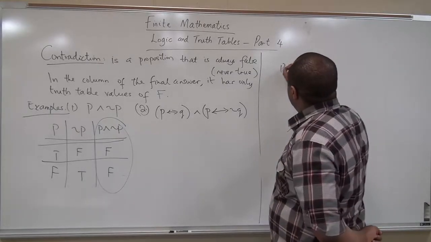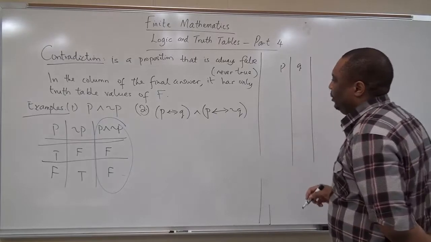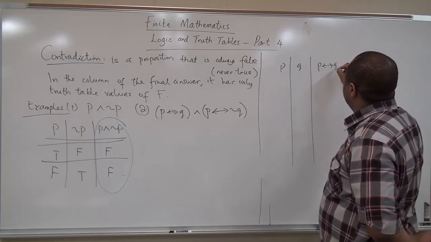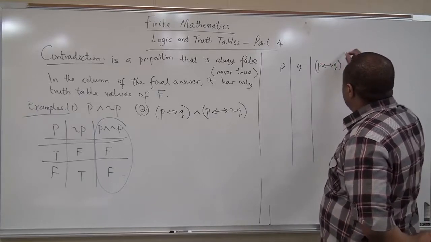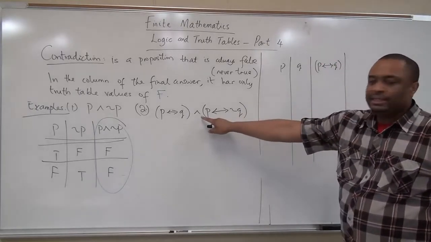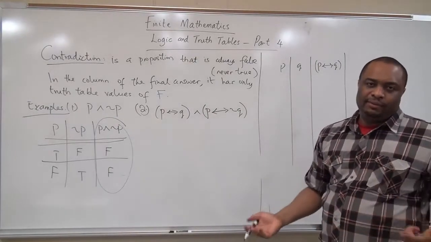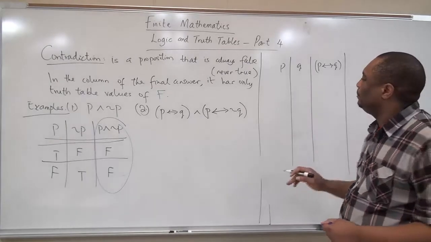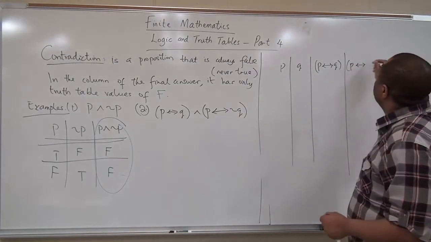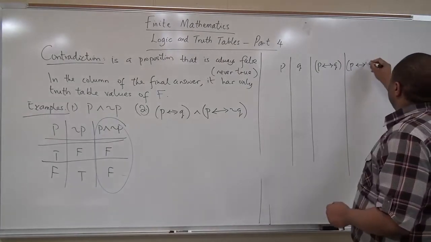So we have P, we have Q, we have P if and only if Q. Then we have, of course, we are not going to start doing that. Now, if you follow this step by step, you will get it right. Let's do it step by step. Then the next one is P if and only if. Let's do the parenthesis first. P if and only if not Q.